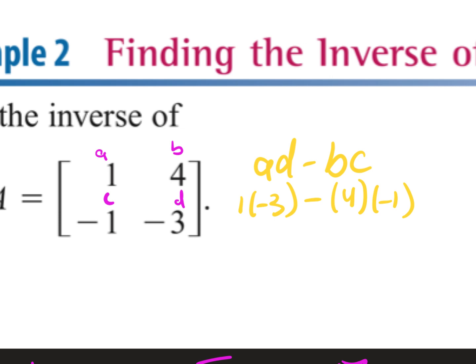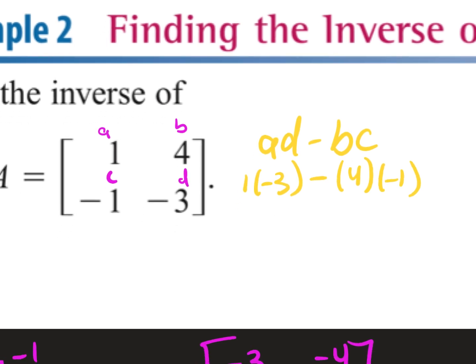Well, what is 1 times negative 3? Negative 3 minus, what is 4 times negative 1? Negative 4. So this becomes negative 3 plus 4, which gives me what? 1. All right. Where you guys will make mistakes is you forget to switch something, or you mess up that sign in that little formula.